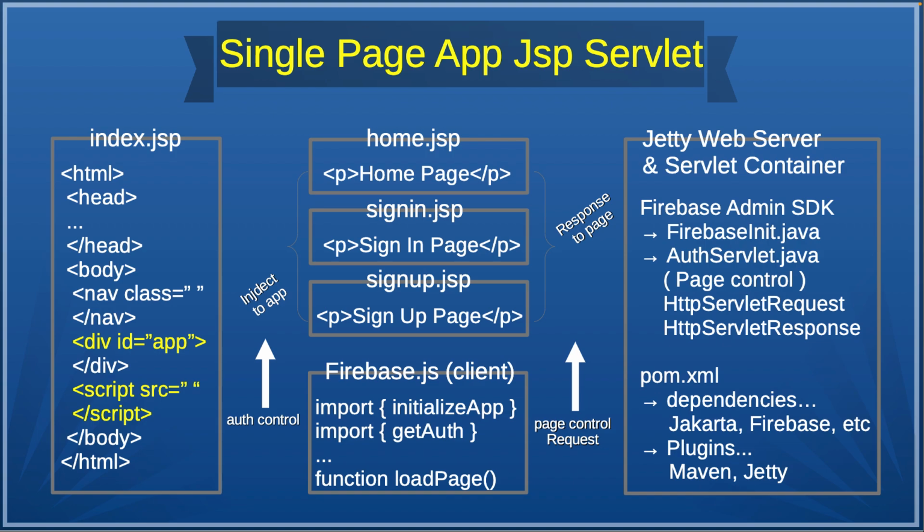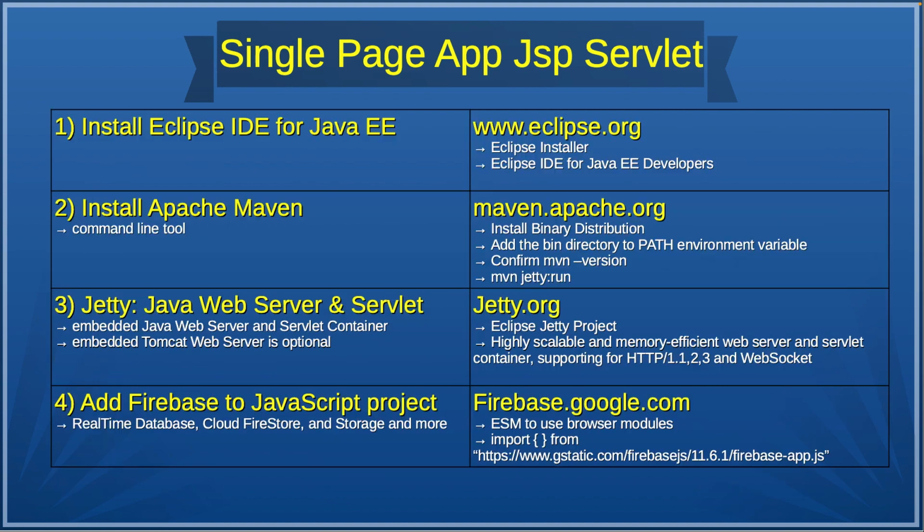Then I'll be adding the Firebase Admin SDK. Based on the Firebase Admin SDK, I'll be creating a Firebase initialize class and an auth servlet class, which handles page control by HTTP servlet request and response. Then the POM file, a project object model file, has dependencies and plugins. Dependencies are Jakarta and Firebase, and plugins are Maven control and the Jetty embedded server.